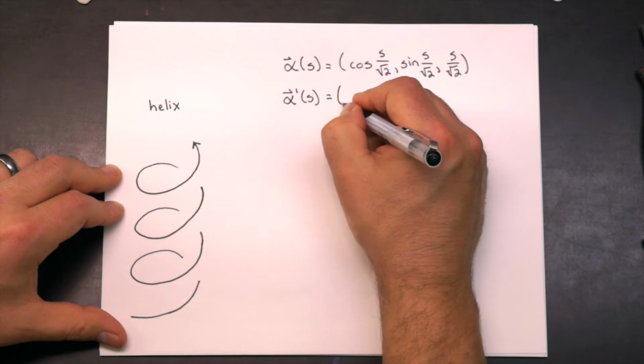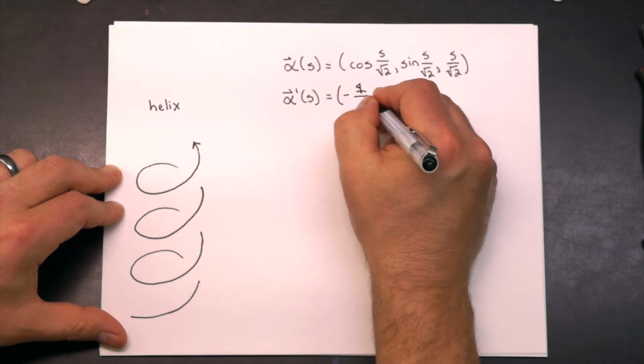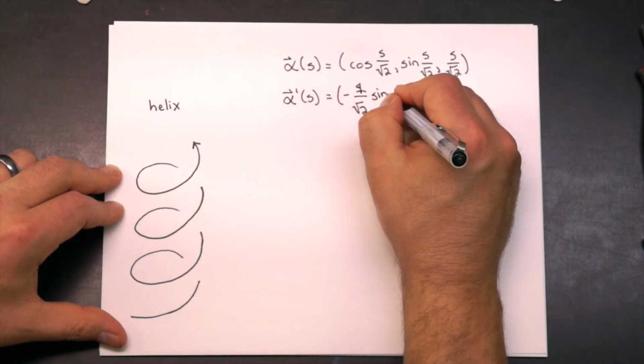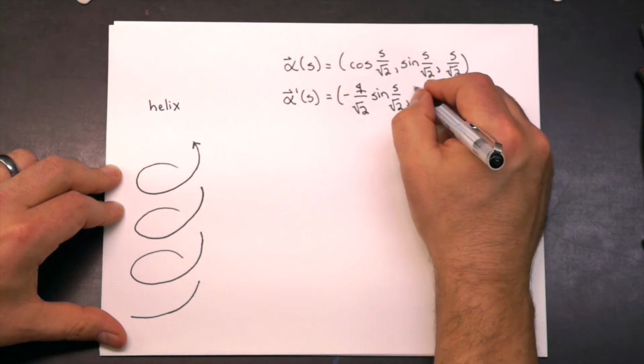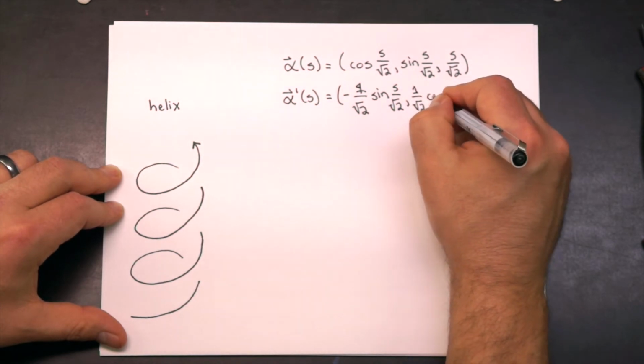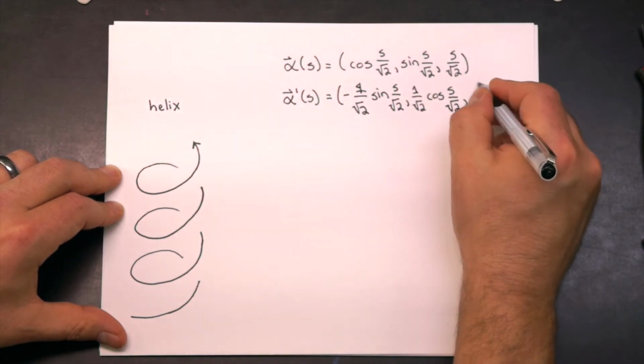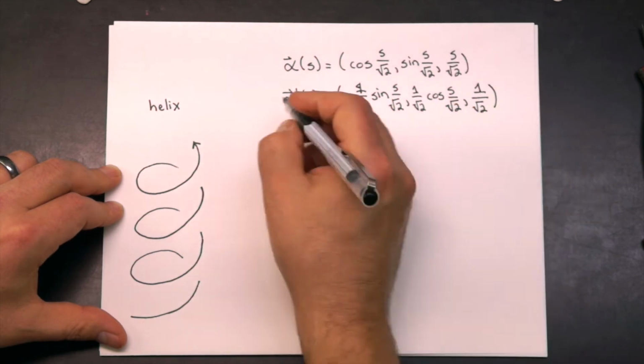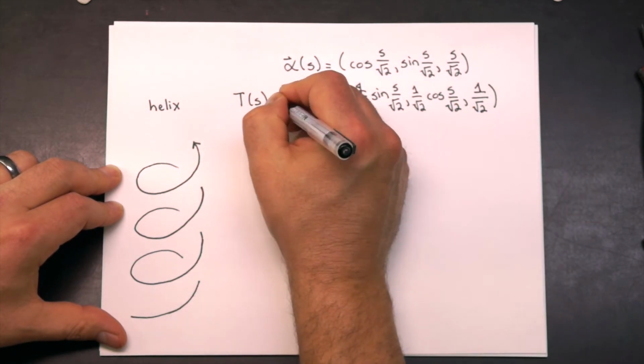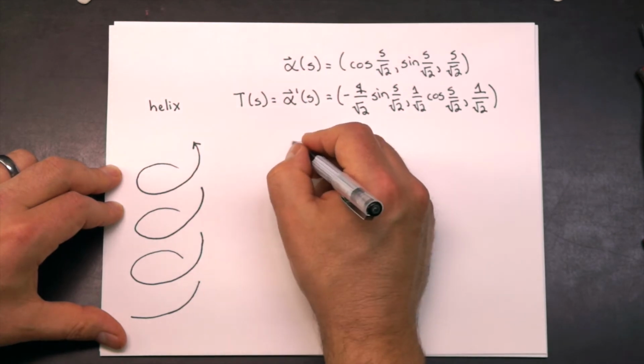Alpha prime of s is (-1/√2 sin(s/√2), 1/√2 cos(s/√2), 1/√2). That'll be our vector T of s.